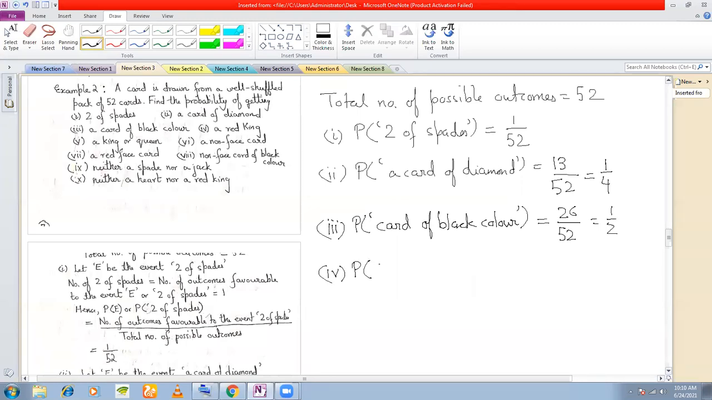Next is a red king. How many red kings? There are 4 kings in total. 2 are red and 2 are black. So there are 2 red kings. 2 divided by total number of cards, 52. So this is 1 by 26.